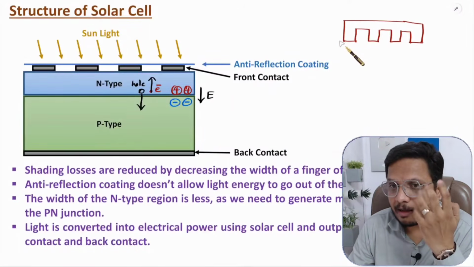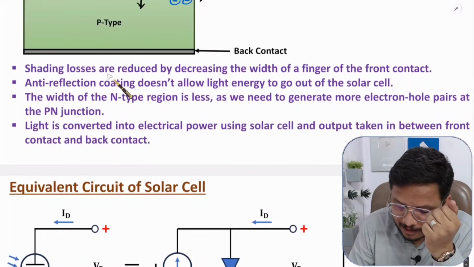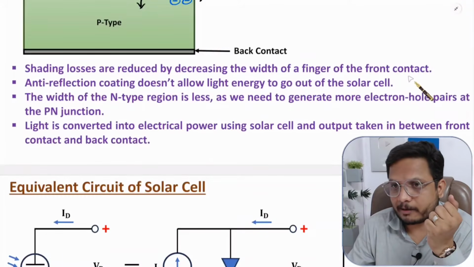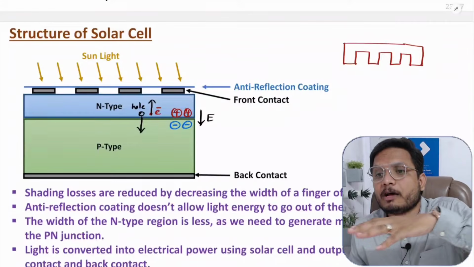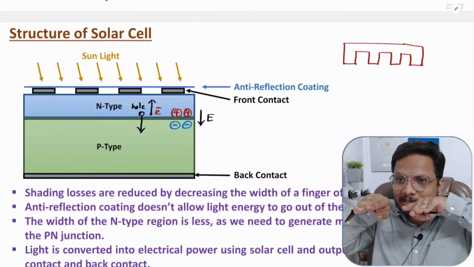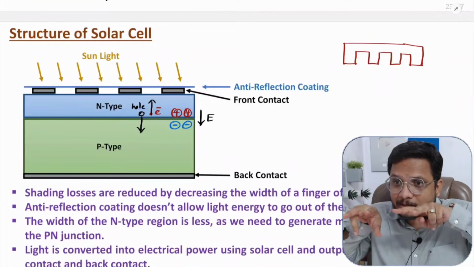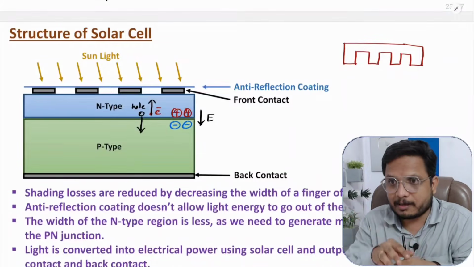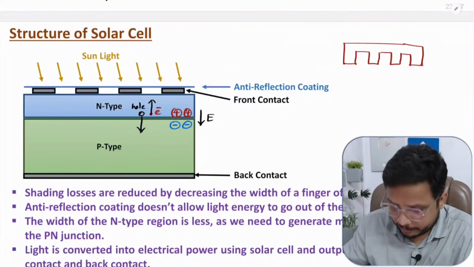It is like a finger, right? So for that, the basic point is that shading losses are reduced by decreasing the width of the finger of the front contact. If you decrease this width, then shading losses decrease. If sunlight is falling like this, then obviously if metal is there, there will be shading loss. So if you want to decrease that shading loss, all you can do is reduce the width of those fingers, right? That is one very essential point. You should keep that in mind.